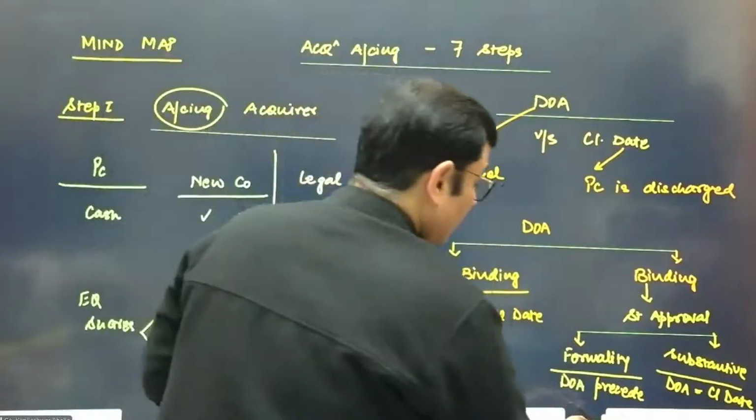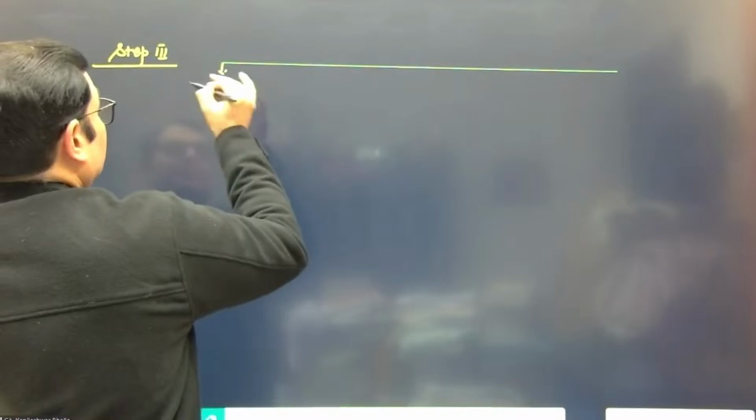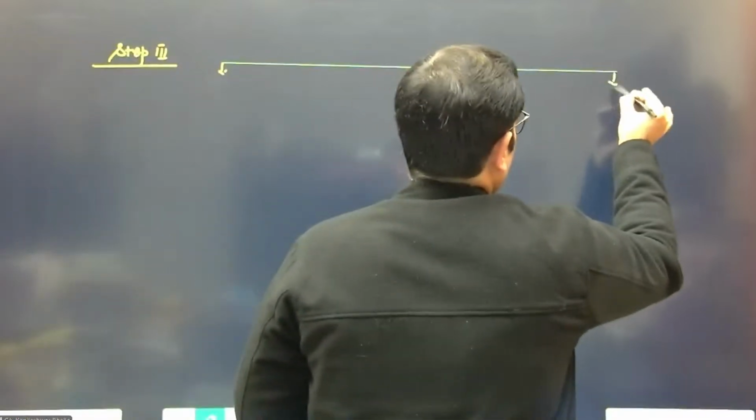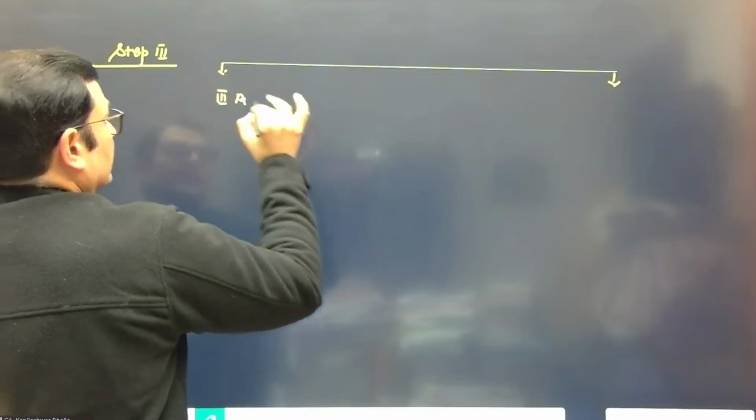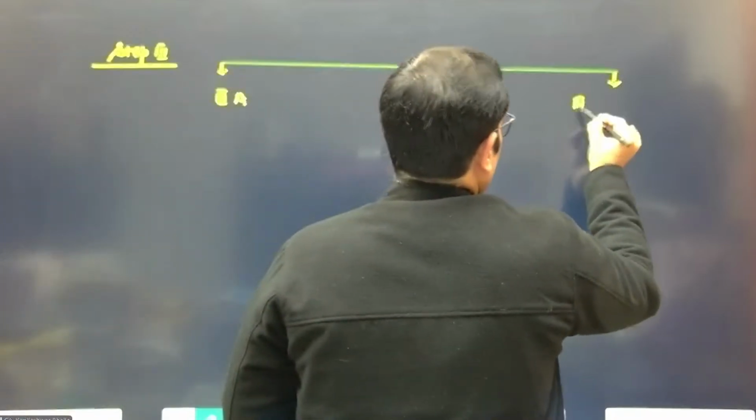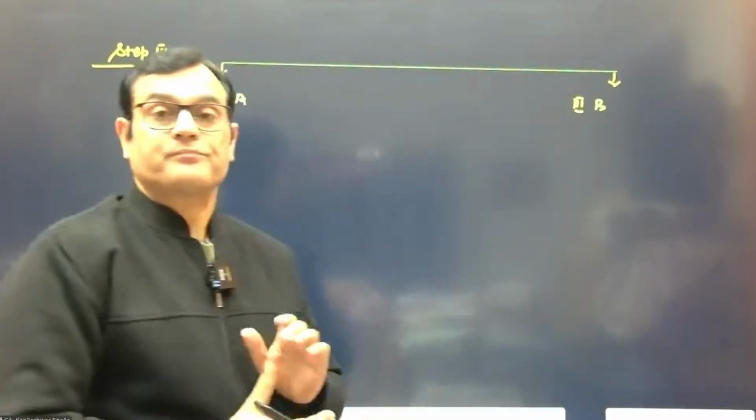Now, let's go to the mind map in terms of step number 3. And in terms of step 3, I decided that we'll divide the journey into 2 sub-steps. When you're going to look at step number 3, that is the net asset list, it is better we divide this into step number 3A and step number 3B.